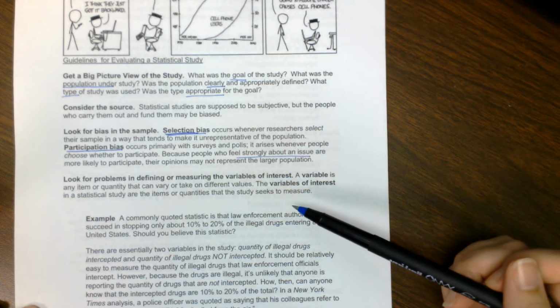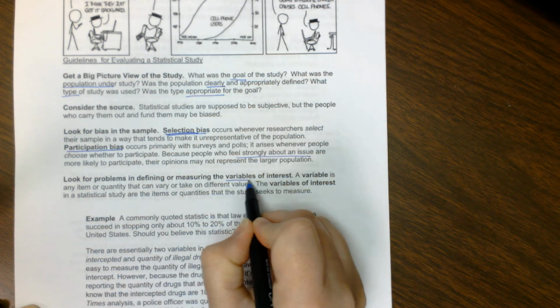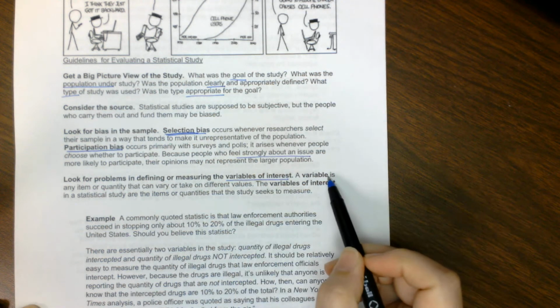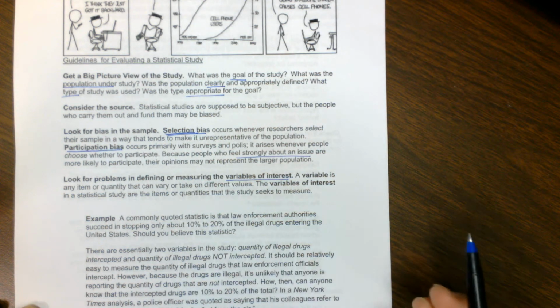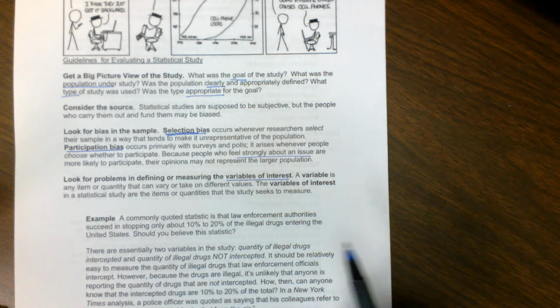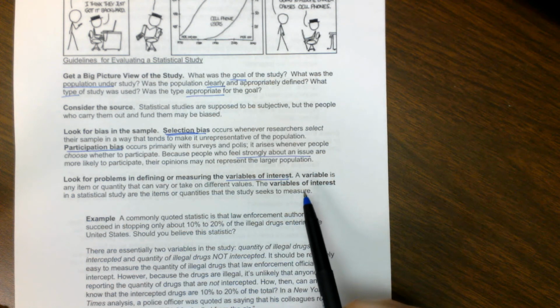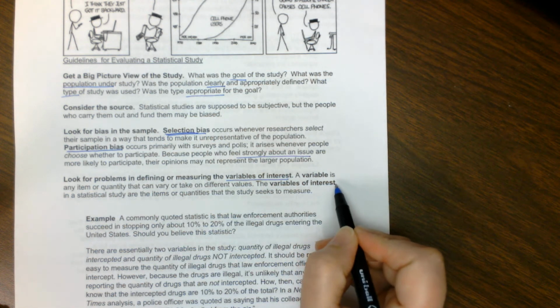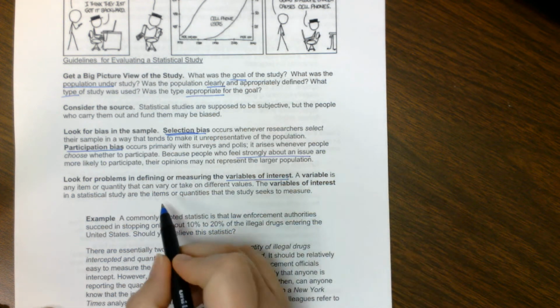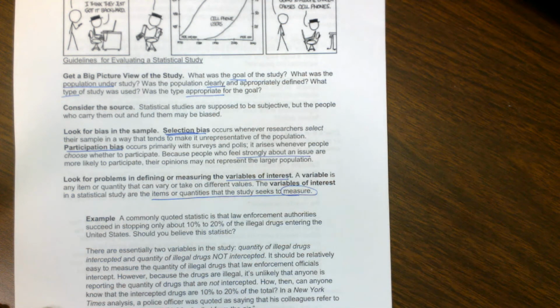Okay, next guideline is to look for problems in defining or measuring the variables of interest. So what is a variable of interest? So a variable is just something that can vary or take on different values. Just like in algebra, it's your x, y, z. All your letters, those are variables. But in life, it's just anything that can vary. Okay, a variable of interest then is the items or quantities that the study seeks to measure. Okay, it's what are you looking at?